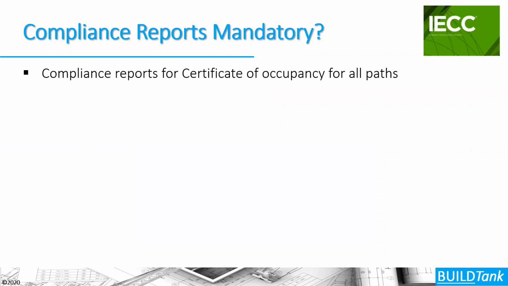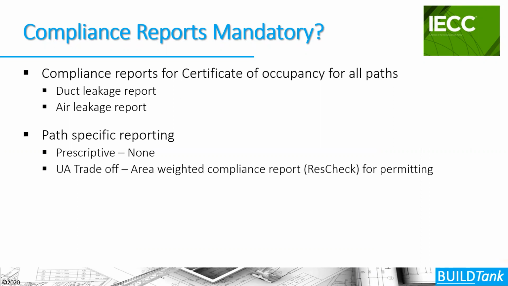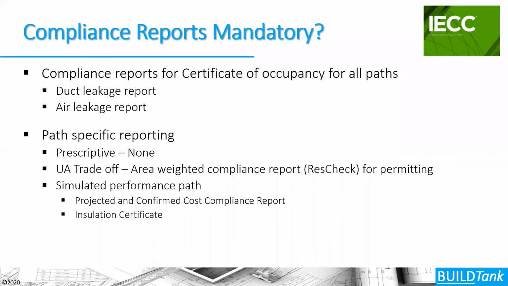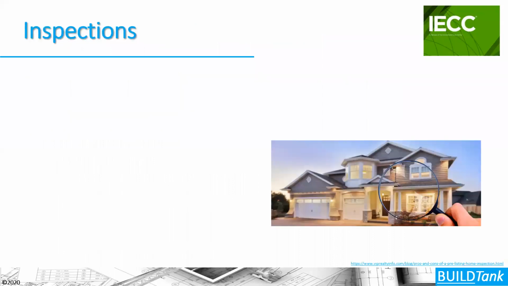Compliance reports, again, are needed for all the pathways in the code. You have to now provide compliance reports for duct leakage and air leakage. In the prescriptive path, there's no true compliance report that's driven. It's primarily inspection driven, but the UA trade-off path, you have to provide the area weighted compliance report, the simulated performance path, the cost compliance reports, and the ERI path, the ERI reports that I showed you there.